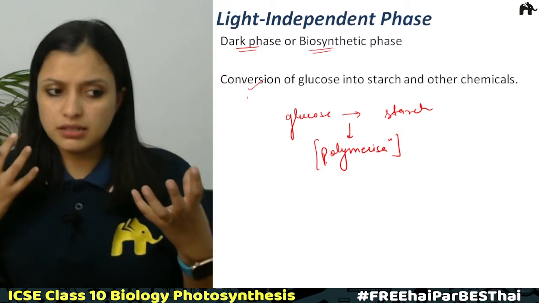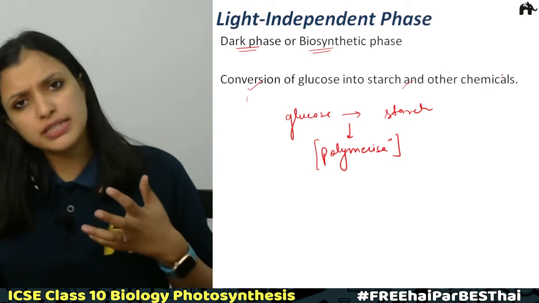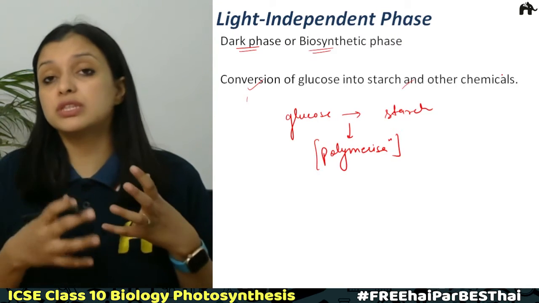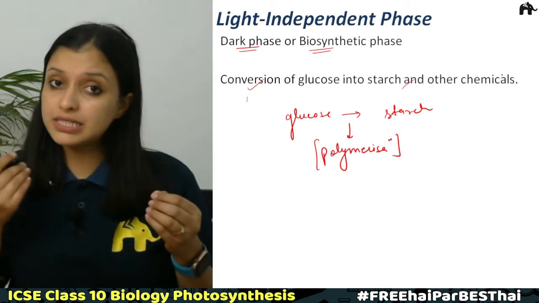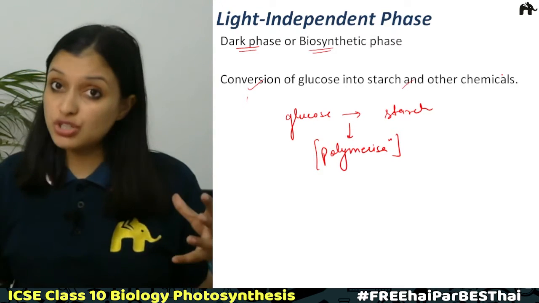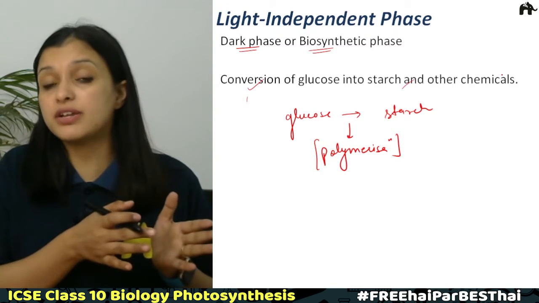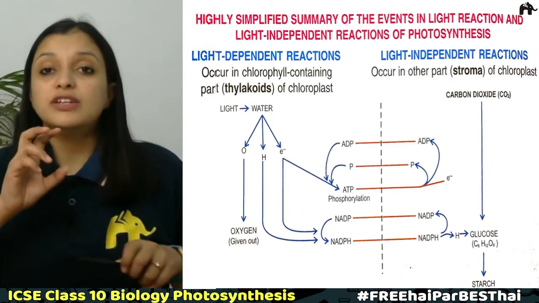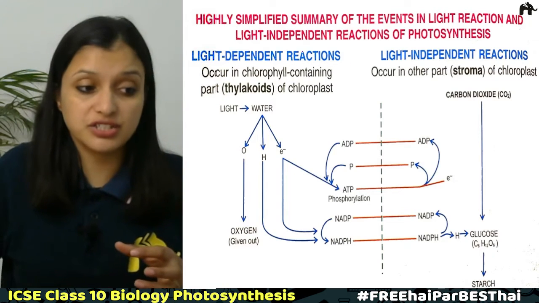Now these glucose molecules are converted into starch and sometimes into oil, sometimes into cane sugar. So there are different products into which this glucose molecule is getting converted. And when is this happening? This is happening as soon as the glucose molecule is produced. There is not much time gap between the light dependent reactions and the light independent reactions.